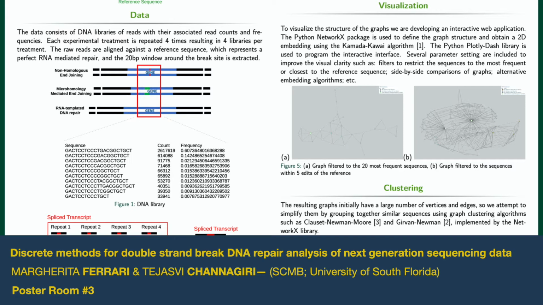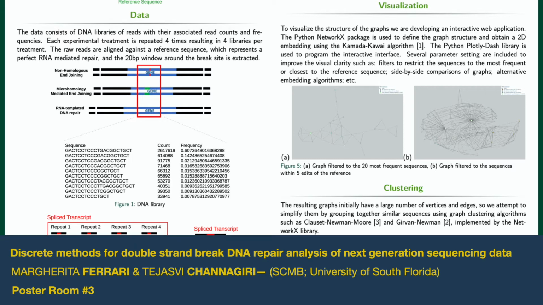We present a method for analyzing next-generation sequencing data obtained from a specific genome location where DNA double-strand breaks have been induced. The analysis is used to study the role of RNA in double-strand break repair. Several experiments are performed under different treatment conditions, and the resulting DNA products are sequenced. From the sequencing data, we extract 20 nucleotide sequences around the break sites in order to study the variations produced by the RNA-mediated DNA repair under these treatments.